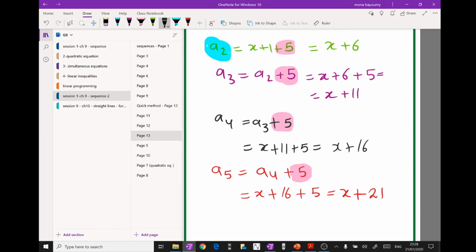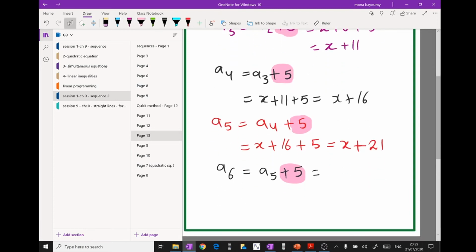At the end, we have A6. A6 is equal to A5 plus 5. 5 is the common difference. So it is equal to x plus 21 plus 5, which is equal to x plus 26. Okay.